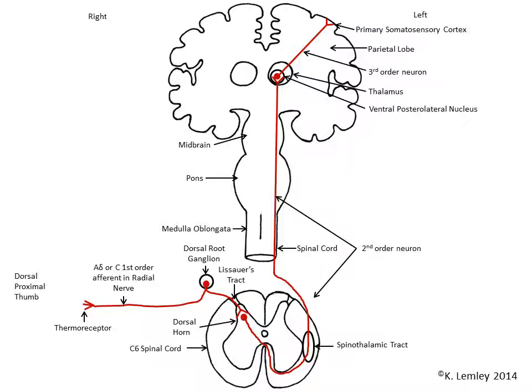It enters the C6 level of the spinal cord through the Lissauer's tract and then synapses with the second order neuron in the dorsal horn. Second order neuron crosses the spinal cord and enters the spinothalamic tract, where it ascends up, passing through the brainstem to get to the thalamus, where it synapses with the third order neuron, which then is going to go to the lateral aspect of the primary somatosensory cortex in the parietal lobe.